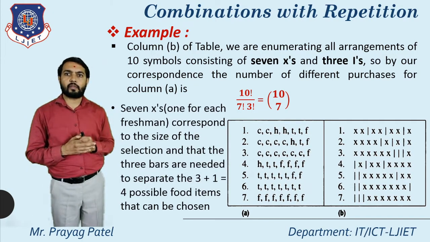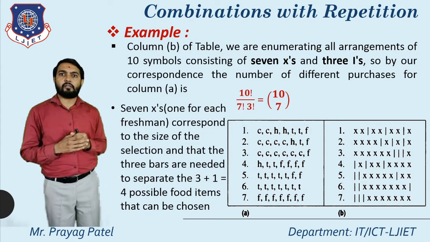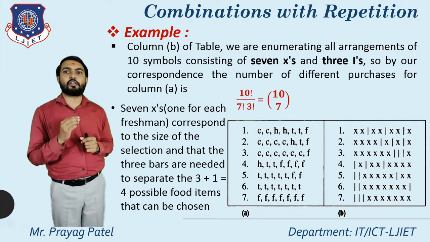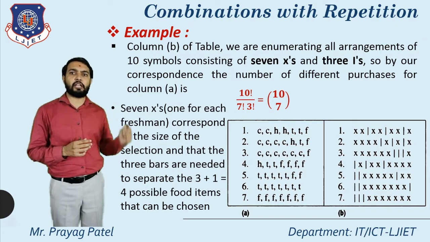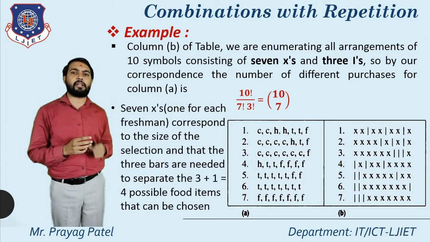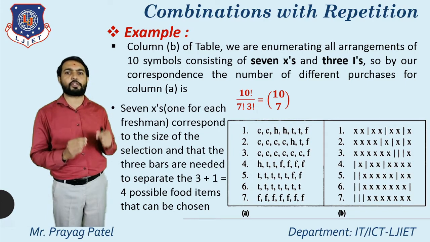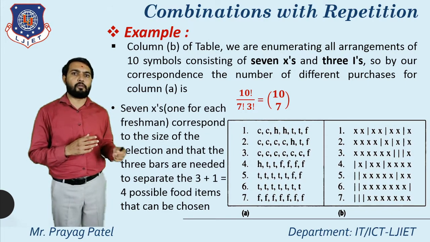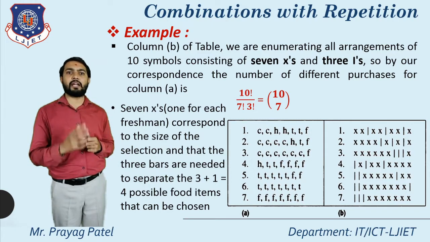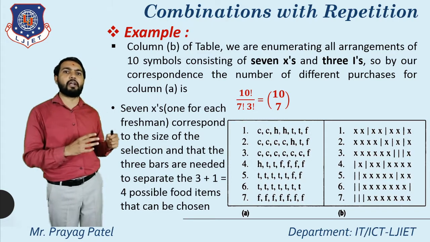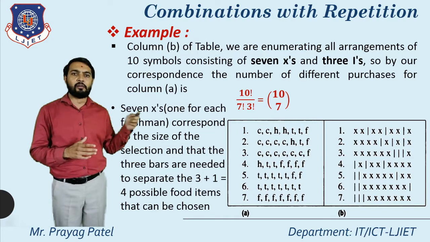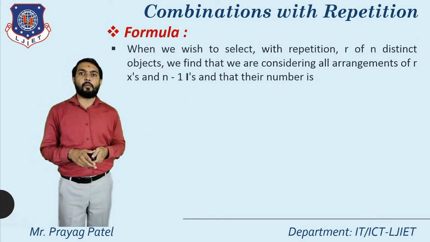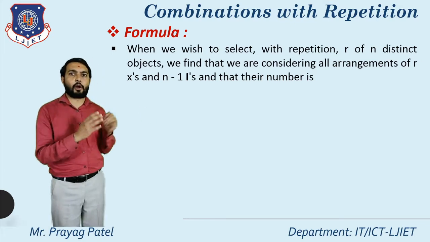Now see here, the 7 x's, one for each fragment, correspond to the size of the selection, and the 3 bars are needed to separate the 3 plus 1 equal to 4 possible food items. So 3 bars are used for the 4 food items. So if we have n food items, then n minus 1 bars are required for representing this.